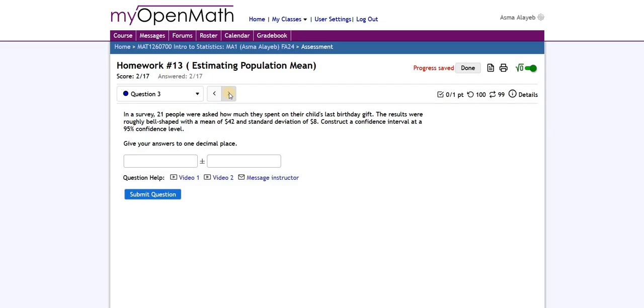For this question, in a survey, 21 people were asked how much they spent on their child's last birthday gift. So the sample size is 21. The results are roughly bell-shaped with a mean of 42, so x bar is 42, and a standard deviation, S, is equal to 8. Construct a confidence interval at a 95% confidence. So the level of confidence is 95%.